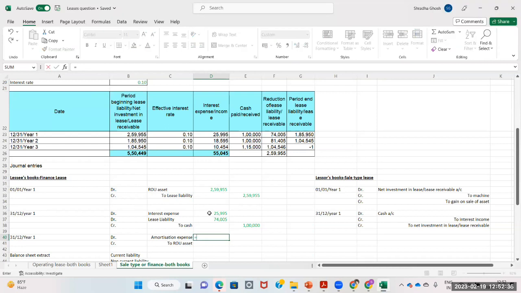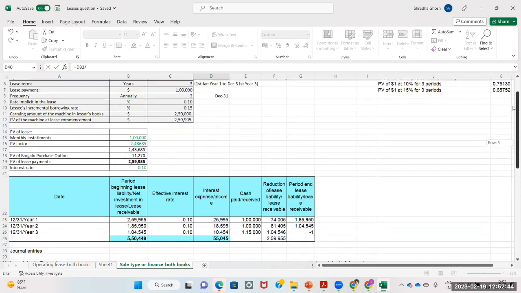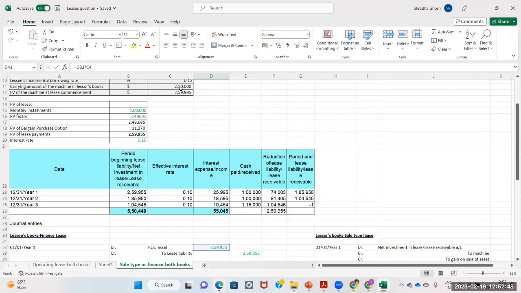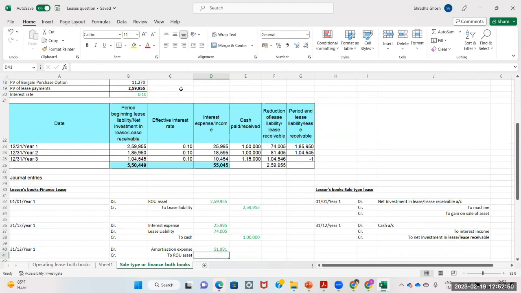51,991. How? The total value that was 259,955 divided by the useful life, which was 5 years. Why will I not take 3 years and will I take 5 years? It's a lease term. The actual life of the asset is 5. Very good. Is this clear? It is not 3 years, guys.